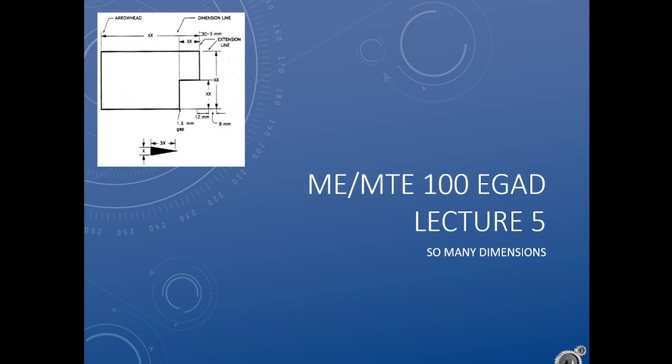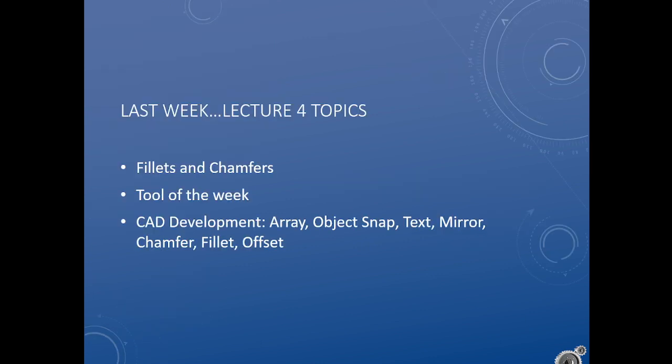Week 5, we're going to talk a lot about dimensions this week. Last week, we talked about fillets and chamfers. Quick review, why might we include a fillet and or a chamfer in a design? Yes? So you don't cut yourself. Sharp edges are sharp, blunt edges are less sharp. Yes? In certain circumstances, it can reduce the manufacturing cost. Absolutely. Others?